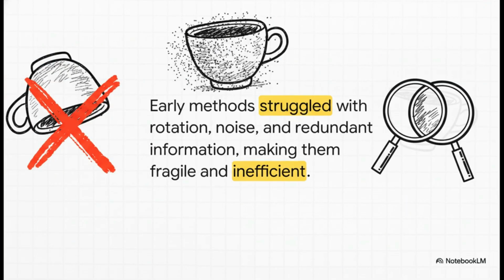Well, back in the day, say before the 1980s, the tools computers had for this were, well, they were kind of fragile. A simple thing like rotating an object would completely throw them off. They just couldn't handle the noisy, messy data you get in the real world. And on top of that, they were super inefficient, basically doing the same work over and over by capturing redundant information.